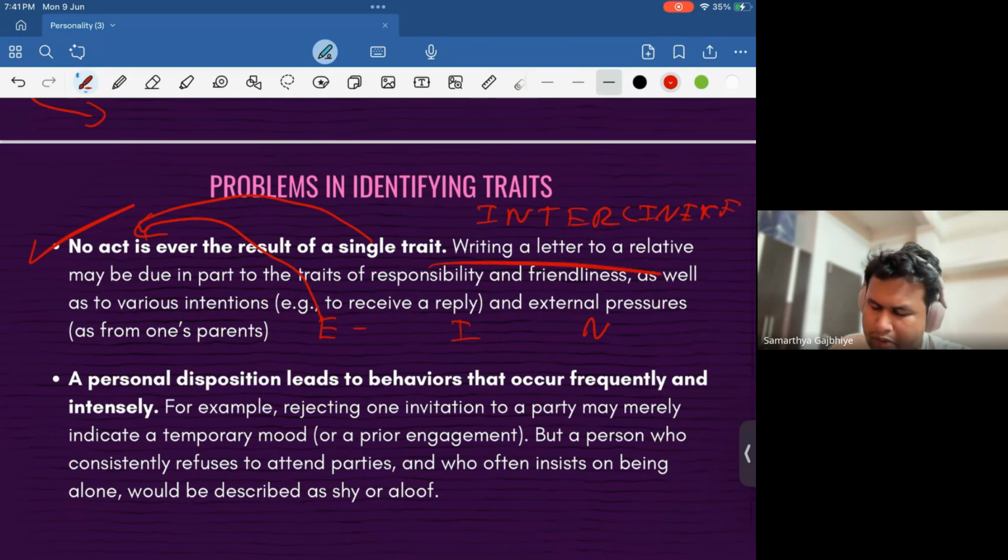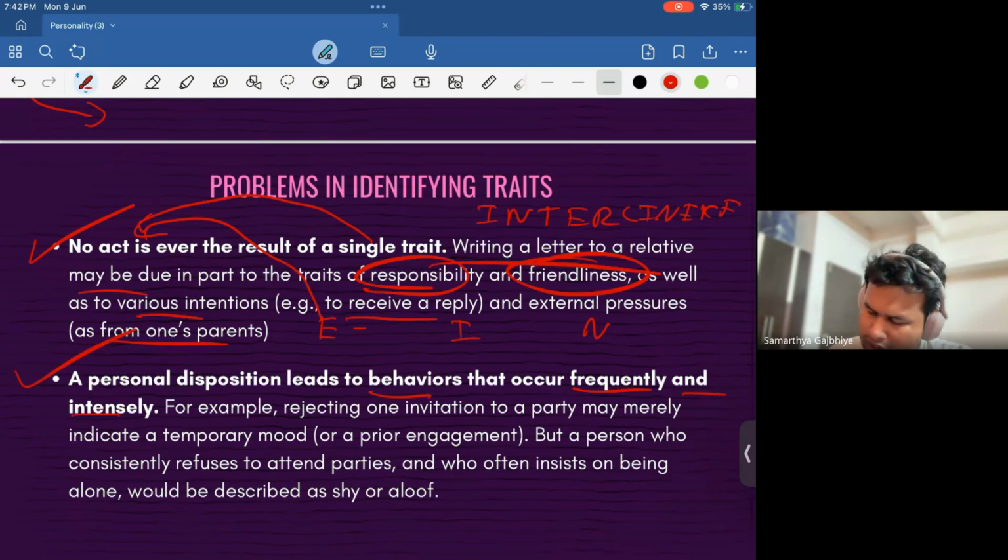Writing a letter to a relative may be due in part to the traits of responsibility, friendliness, as well as various intentions, receiving a reply, parental pressure. So there's a lot of traits behind any single action. Okay. Personal disposition leads to behaviors that occur frequently and intensely.